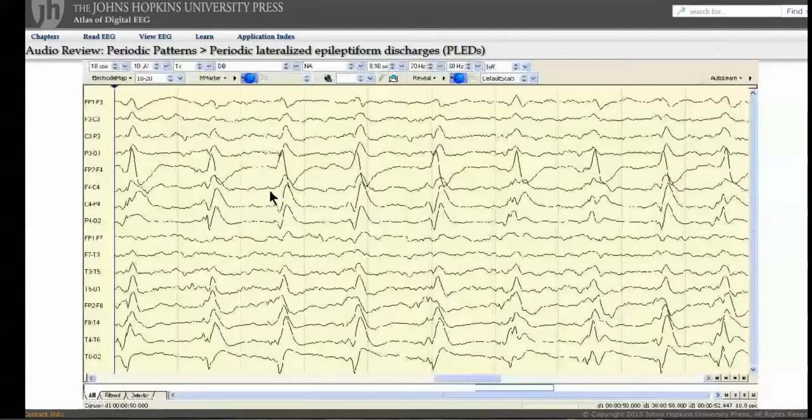This phenomenon is named pseudoperiodic because the discharges are not exactly metronomic, lateralized because they occupy one hemisphere or the other, epileptiform because of the features of spike and slow wave, phase reversals, field, and discharge because it occurs as isolated or rather repeated morphologies. The acronym for this is PLEDS, or PLEDs.